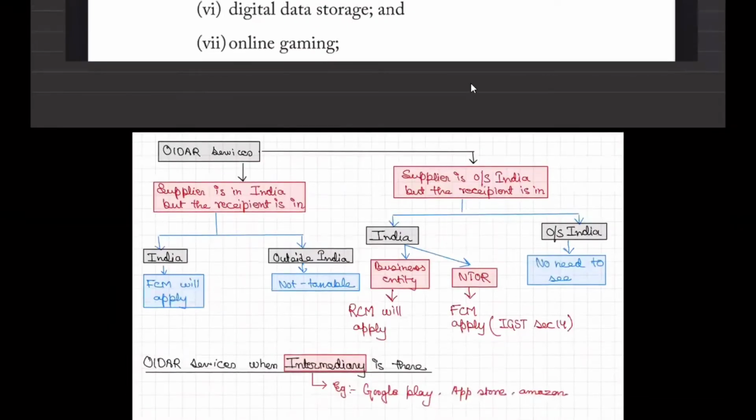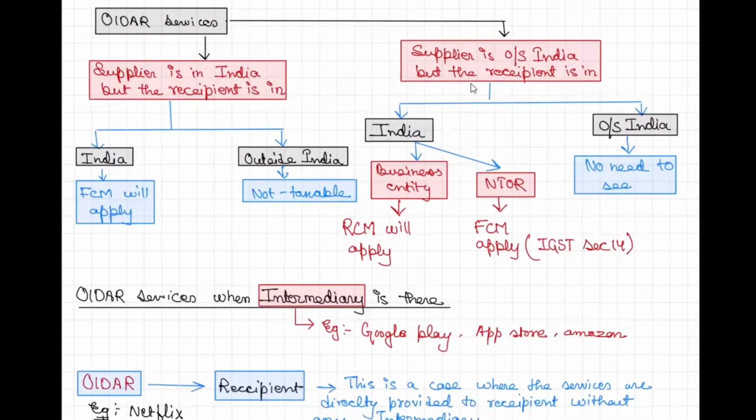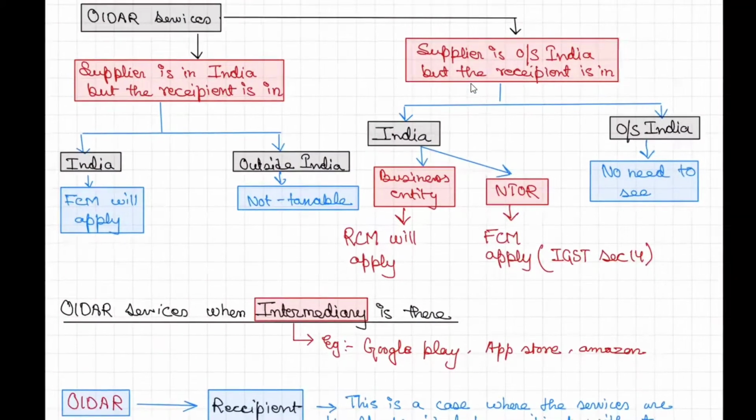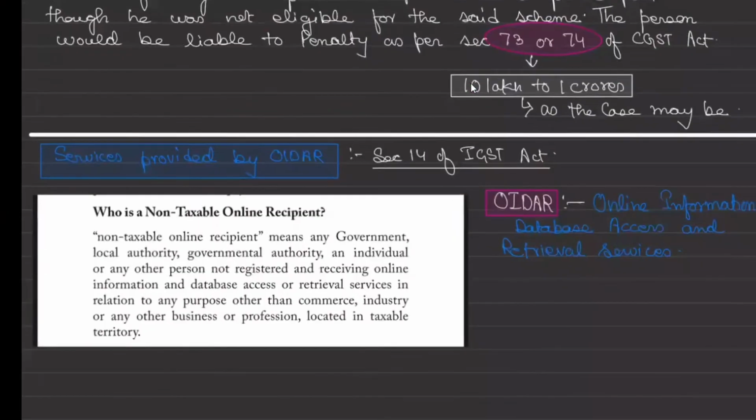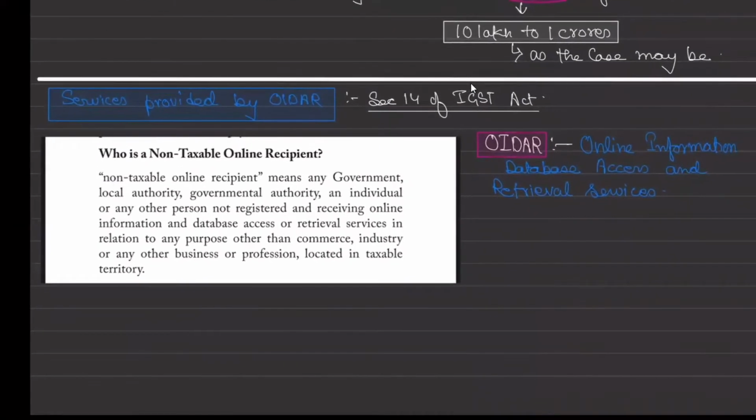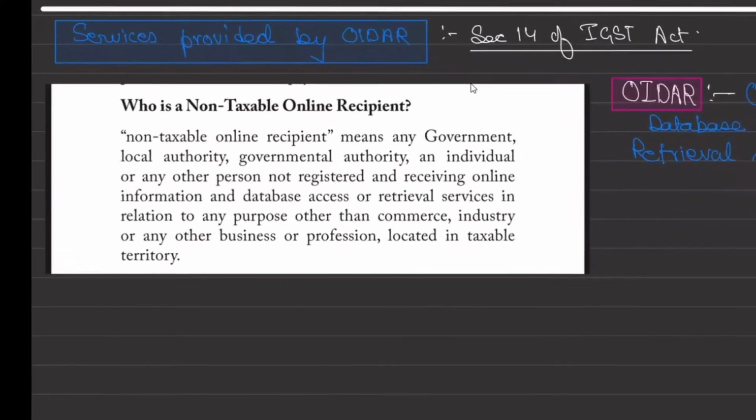But before I go to that table, one thing which always has to be clear is that if OIDAR is providing any services to a registered person, then it will fall under RCM. Because once someone is registered and receiving services from outside India, import of services for consideration, whether for business or not, is always a supply of services, under 7(1)(b).